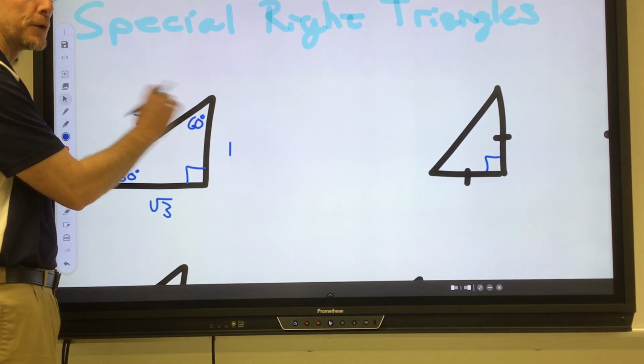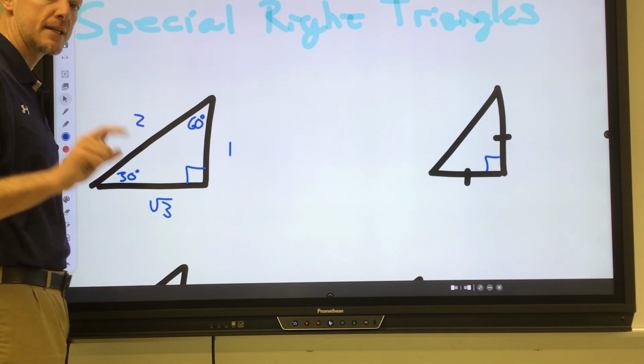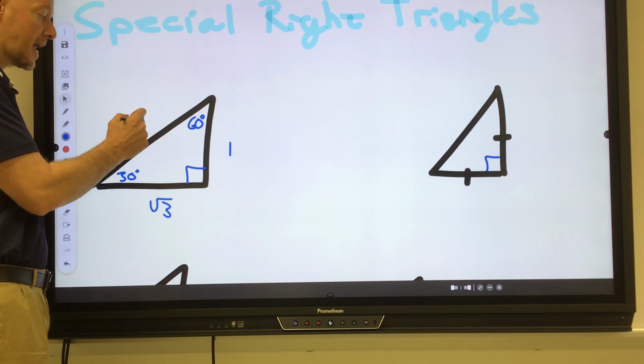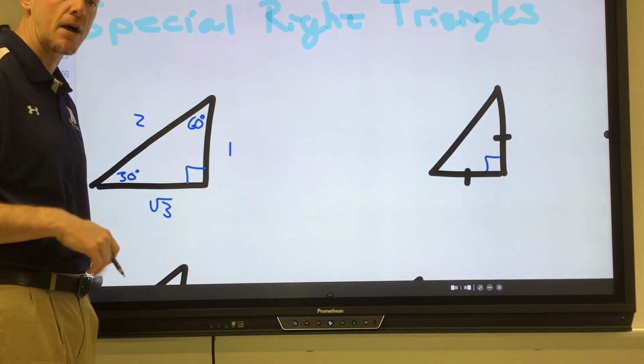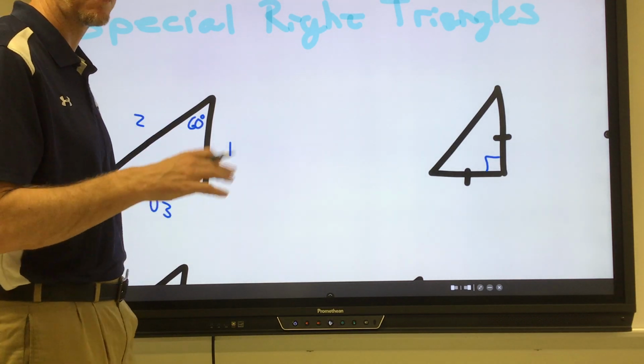We can go forward or backward sometimes, and what I mean by that is, essentially the short leg is the key value to actually find. But if they give us the hypotenuse, if we divide it by 2, that takes us to that value of 1. I'll model that here in a moment when we talk about some of these special right triangle problems.